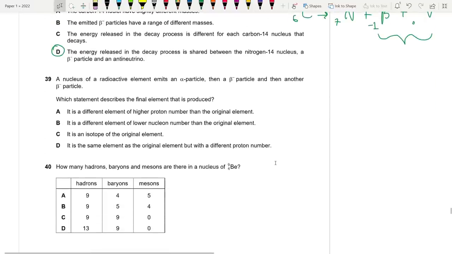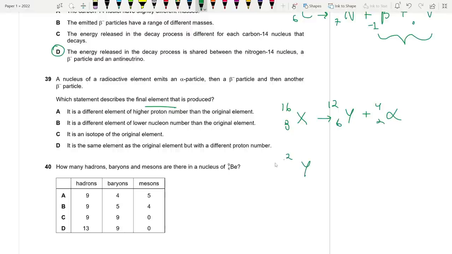Next. A nucleus of a radioactive element emits an alpha particle, then a beta minus, and then another beta minus. What statement describes the final element? Okay, let's try it with this X. Suppose we start with 16, 8, for example. After emission of an alpha particle, which is 4, 2, we end up with Y, which has a mass number of 12 and a proton number of 6. Next, Y, 12, 6, emitted a beta minus particle. That's 0, minus 1. So we end up with Z maybe, which has mass number 12, which is conserved, and a proton number of 7.